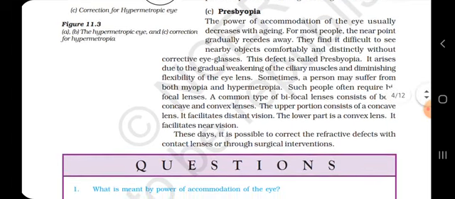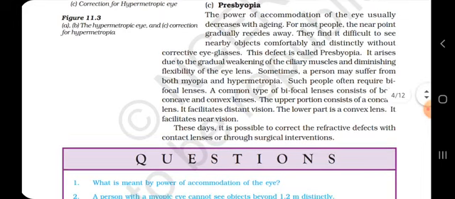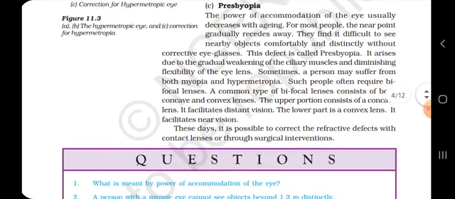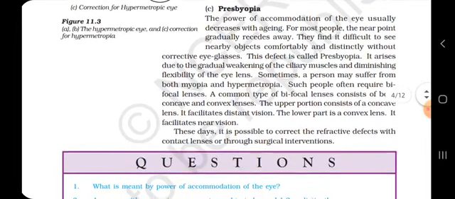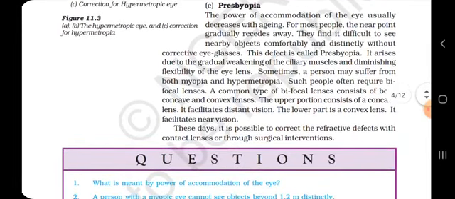The power of accommodation of the eye usually decreases with aging. The near point gradually recedes away. They find it difficult to see nearby objects comfortably and distinctly without corrective eyeglasses. This defect is also known as presbyopia.